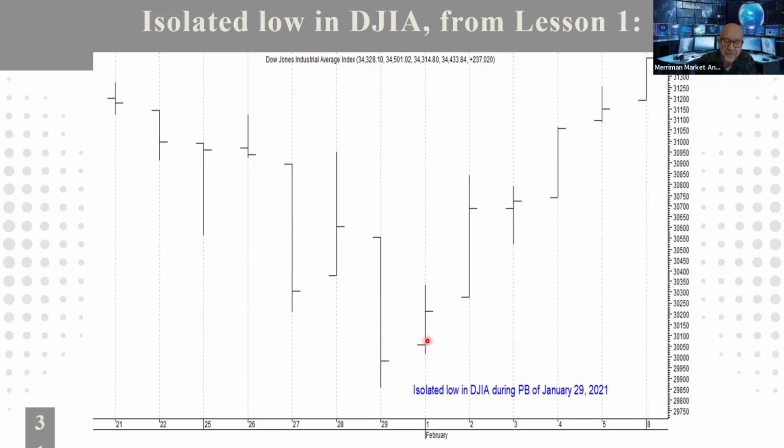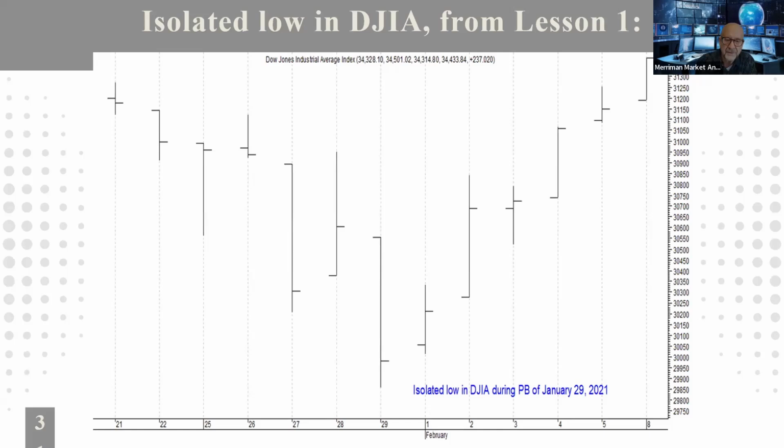The next day confirms it, and once it's confirmed, your stop loss is going to go below the low of the reversal date. Okay, and you're going to look for a 1 to 4 day rally or more. Sometimes you get up to 2 weeks, and you look for 2.5% movement. So that's one example of trading an isolated low in the Dow.